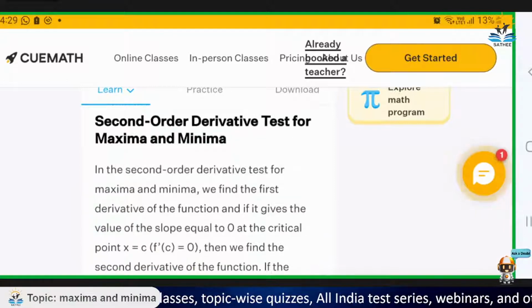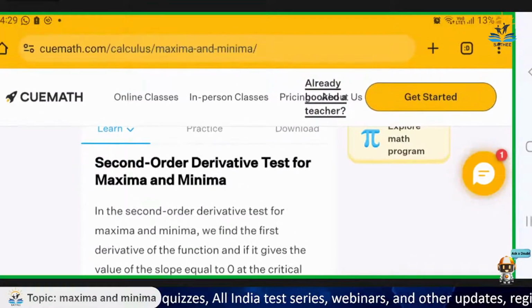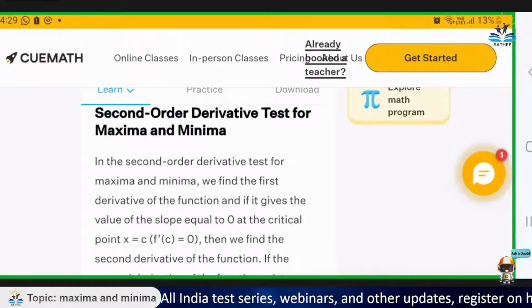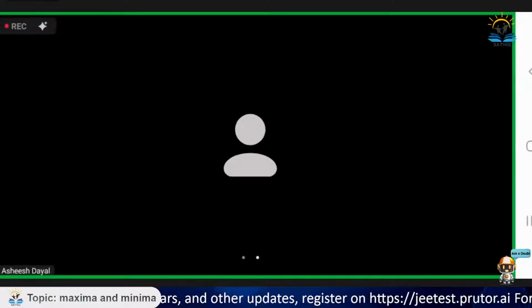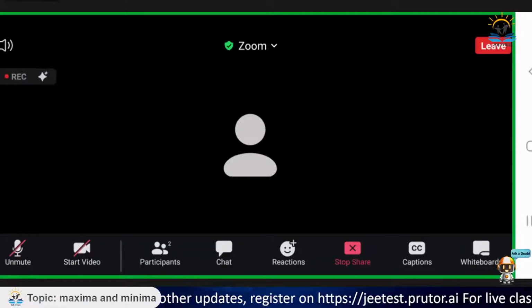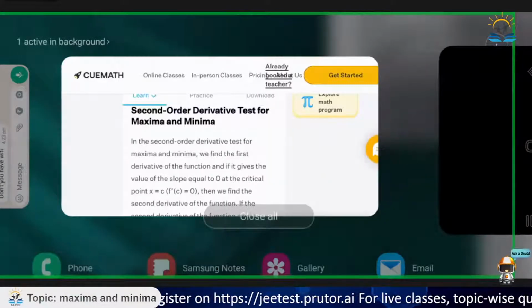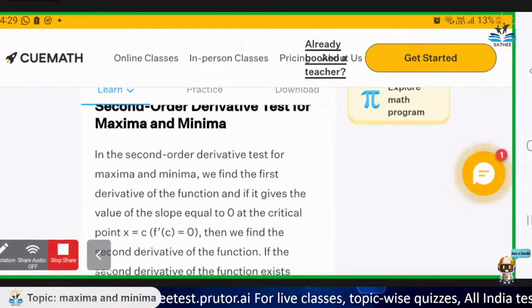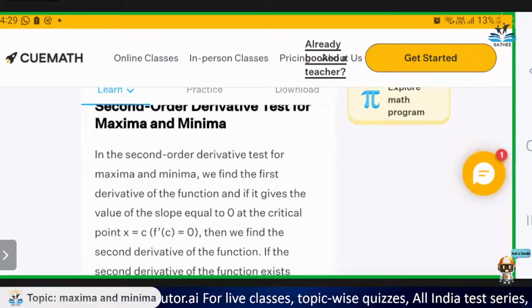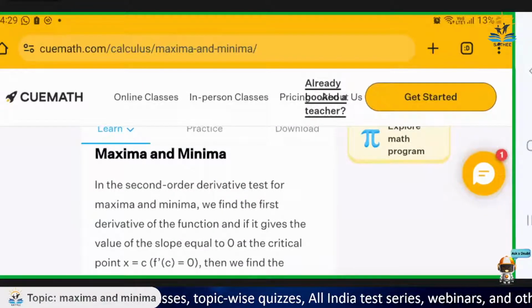Okay. Now, another method to find local maxima or local minima is the second order derivative test. Now, what does the second order derivative test say? It says, let us first find all the points where f'(x) is equal to 0.